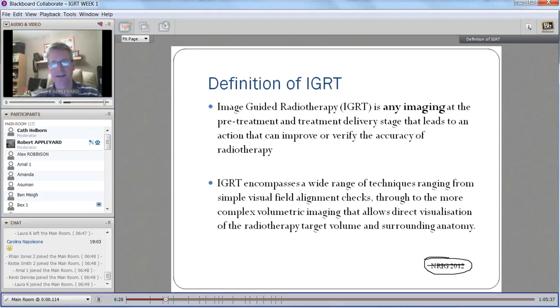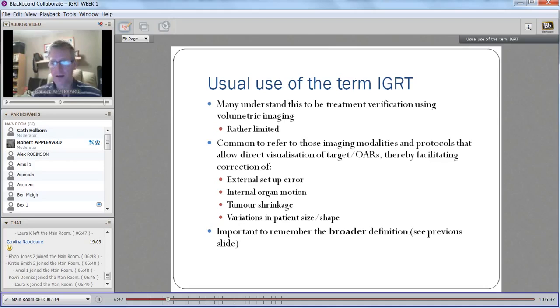the National Radiotherapy Implementation Group 2012 definition. We're going to work on the basis that IGRT constitutes any imaging in the pre-treatment and treatment delivery stage that leads to an action that can improve or verify the accuracy of radiotherapy.